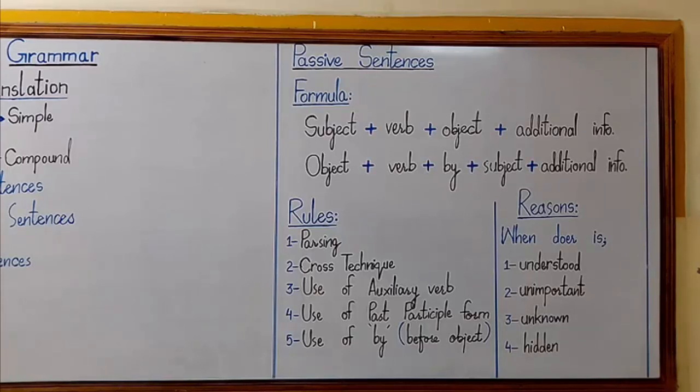Who? Unknown. And reason number 4, when the doer of action is hidden. Here hidden means when a speaker wants to hide the doer of action. For example, if I say that I saw you in the market yesterday, but I want to hide who saw you, then I will say you were seen in the market yesterday. I hope you have clearly understood and you have taken a review of rules and reasons of passive voice, and you have gone through the formula of passive voice also. Let's go through the sentences of passive voice and translate them from Urdu to English.